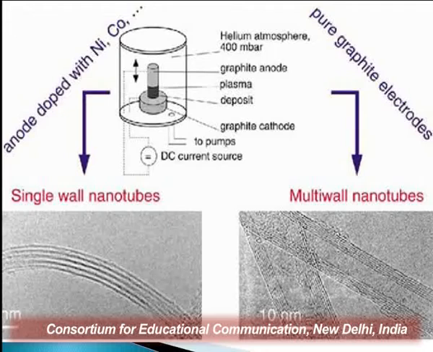So from the diagram it is very clear, when we prepare the single wall nanotube then we add some catalyst like nickel or cobalt, and when we prepare the multi-wall then we use pure graphite. Cathode and anode graphites are used here. Current is passed at a high temperature and this arrangement is put in a vacuum. So in this manner we can prepare the carbon nanotubes.